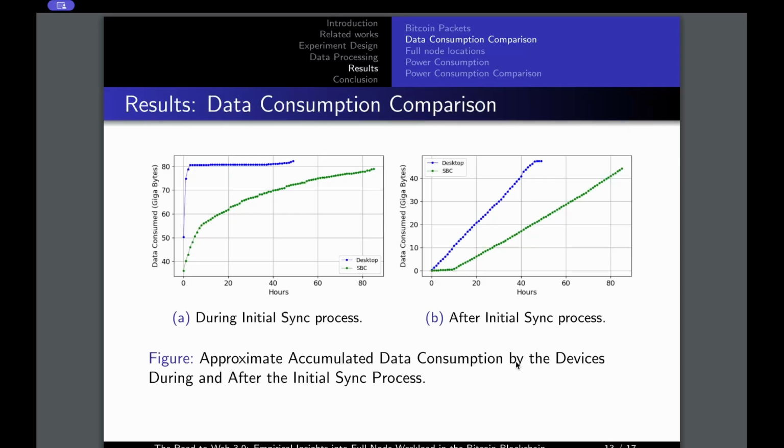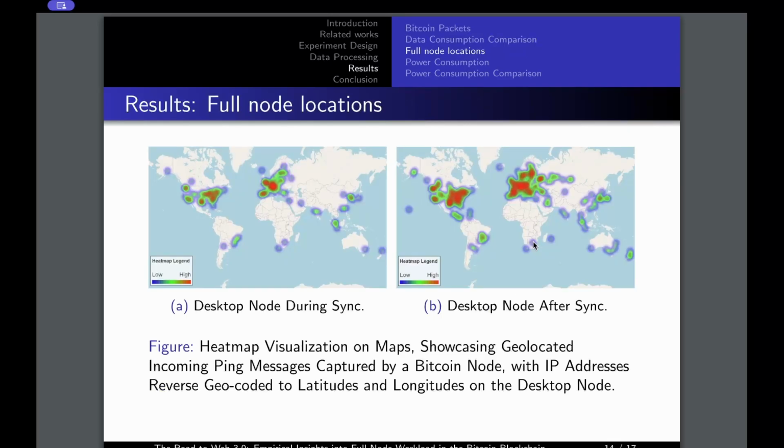Here we can see the data consumed displayed in gigabytes. You can see that for the single board computer it grows over time, but for the desktop computer it comes to around 80 gigabytes and just stays there. For the after sync process, we see a similar trend, but not as severely different as in the first phase. Here we can see a constant growth of data consumption on both of the nodes.